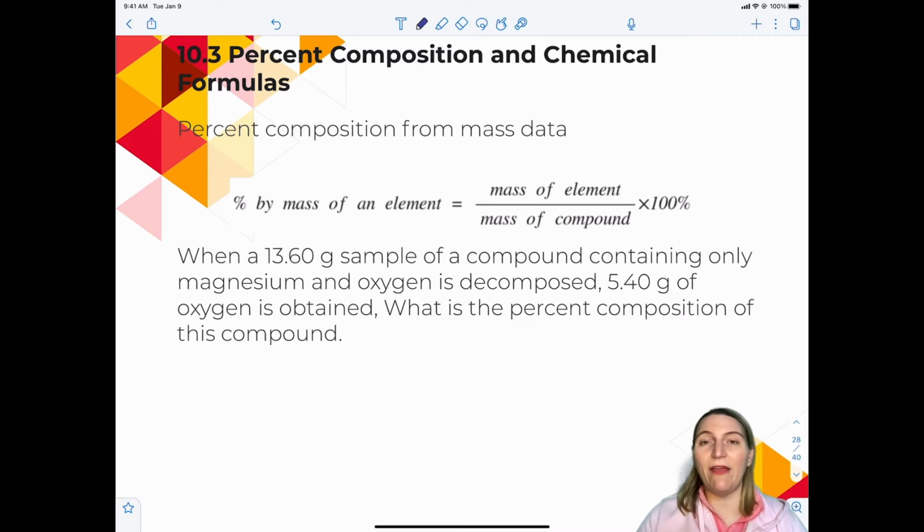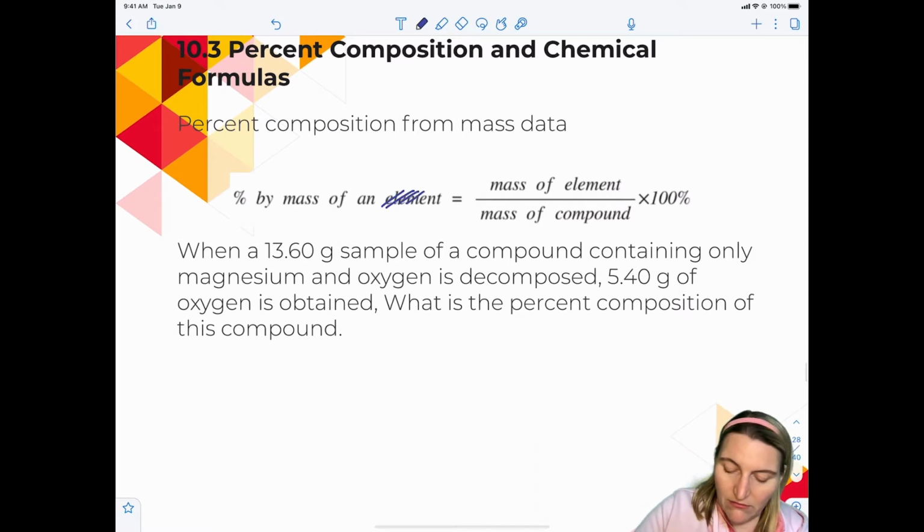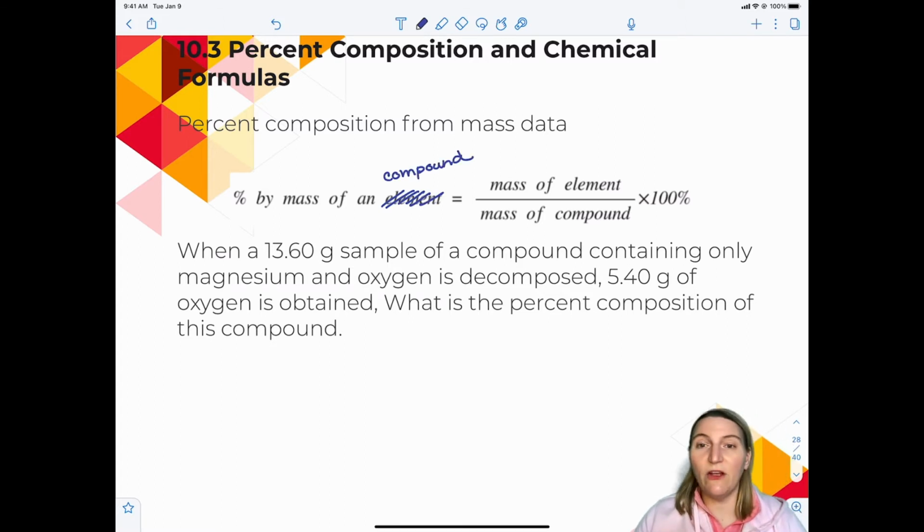So this is the way that we did it back at the beginning of the year. I would give you the data, and you would just need to plug it into this formula: the percent by mass, or the percent composition, those 2 things are the same thing, of a compound. The percent composition of a compound is equal to the mass of the element that we're talking about over the mass of the whole compound.